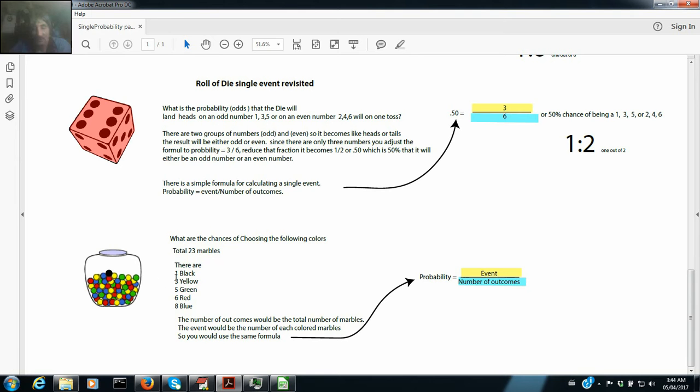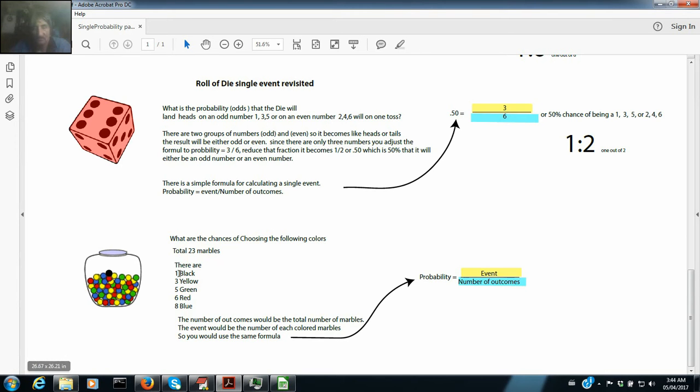So for this example, we assigned 1 black one, 3 yellows, 5 greens, 6 reds, and 8 blues. So the question is, what are your odds on one pick that you're going to pick a black? What are your odds that you're going to pick a yellow? What are your odds that you're going to pick a green? What are your odds that you're going to pick a red? Or what are your odds that you're going to pick a blue?